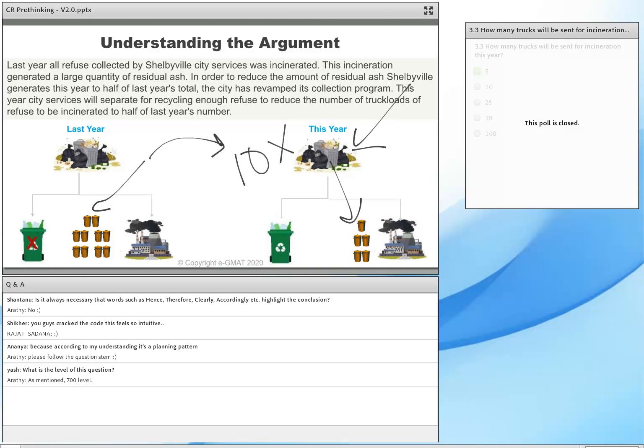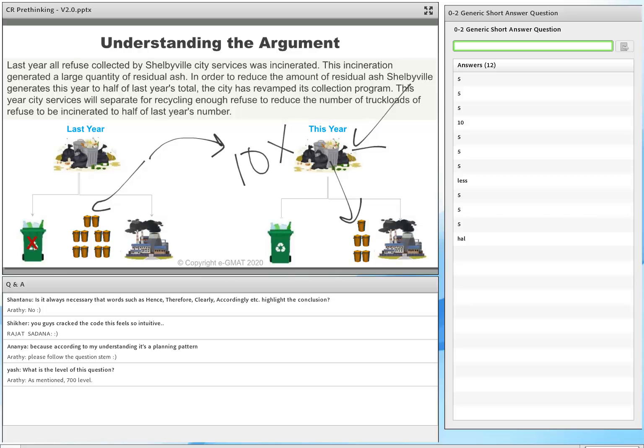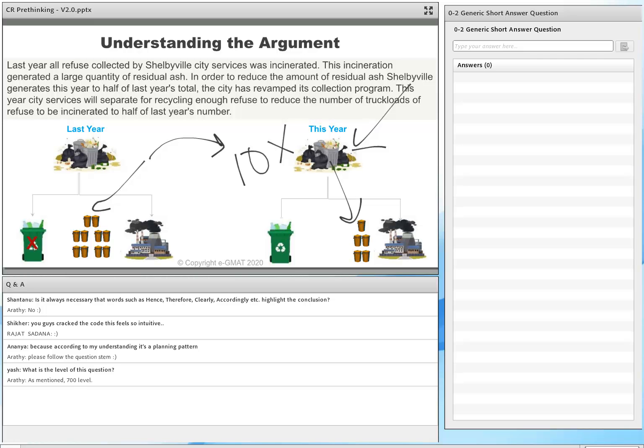Let me end the poll and broadcast the results. Only 23% of you say 5. 5 is the correct number, even if you collect so much more. You can see how most of you have said 50. That's about 52% of you. Let's see why I'm only going to send 5 trucks even if I collect so much more refuse. Let's look at this piece over here. Hold on, let me remove my annotations.